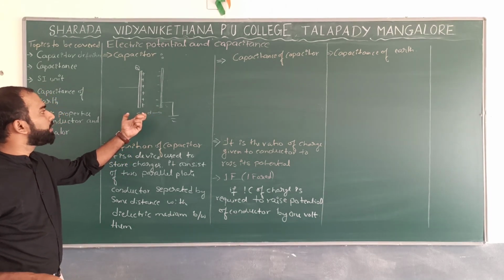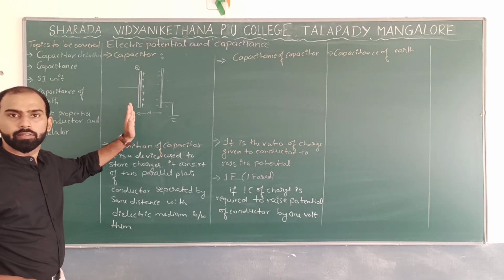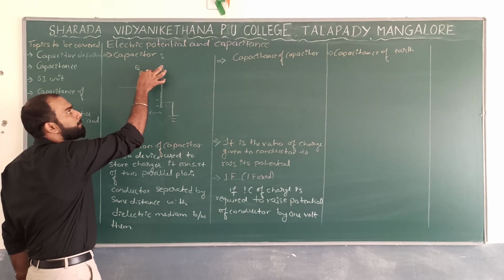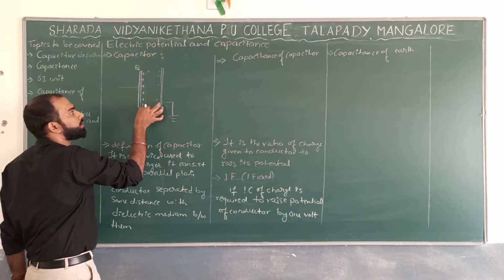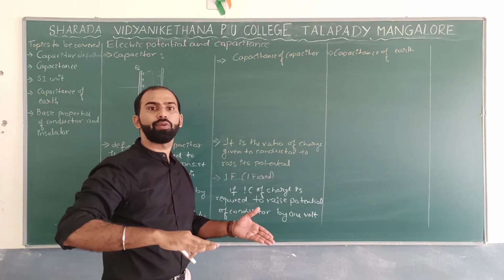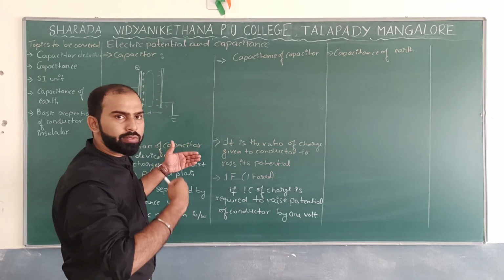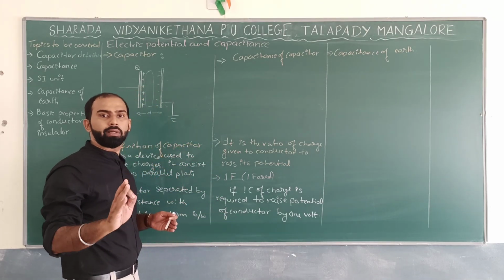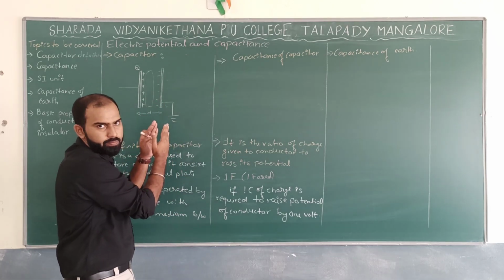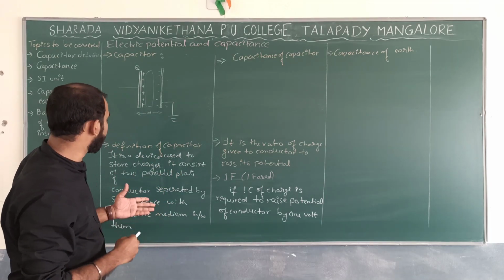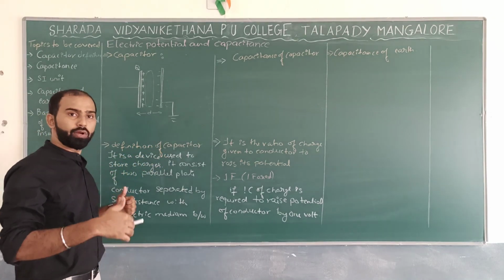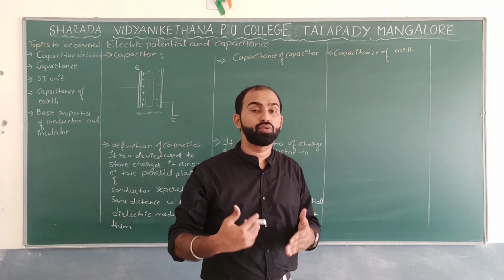Basically, these are two conductors separated by a small distance, with a dielectric medium in the region between them. We will get to know what exactly the dielectric medium is, a kind of insulating medium, step by step. For the time being, remember the word dielectric, which is there between the two plates. Are you getting it? So this is how it works. This is the definition of a capacitor. So what is a capacitor? It's a kind of device which is used to store charges.